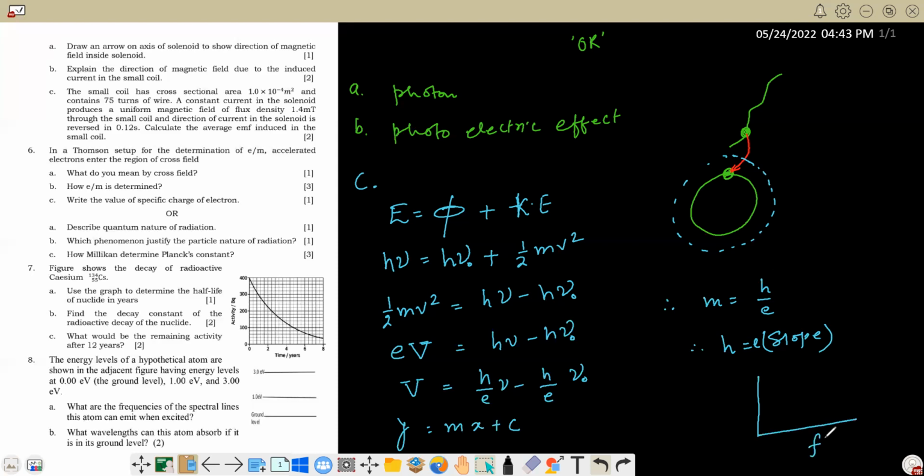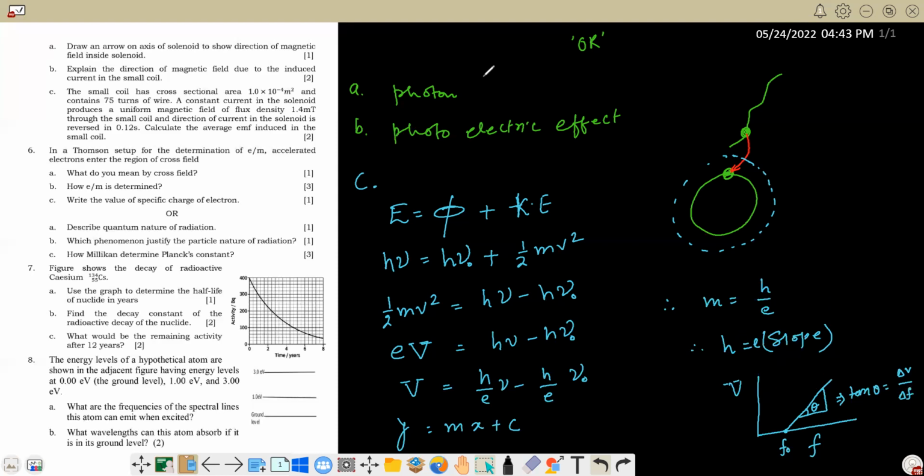So if you just plot the frequency and potential, then you will get a curve like this one, and this is going to be your nu naught, that is the threshold frequency. And if you draw a triangle here, this is going to be theta, and tan theta equals delta V by delta F. Okay, so from here we can easily calculate.